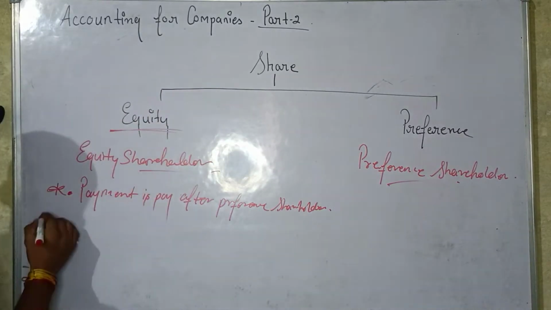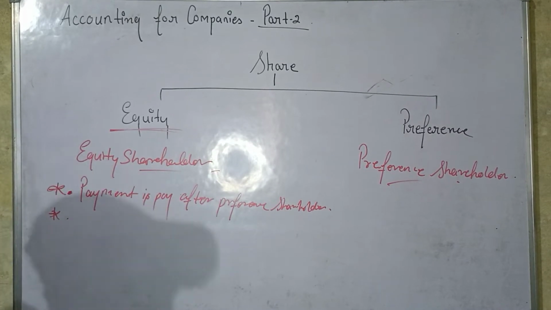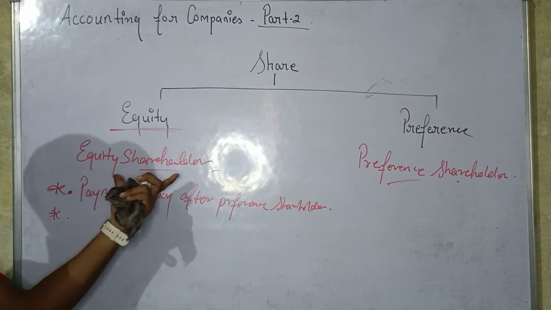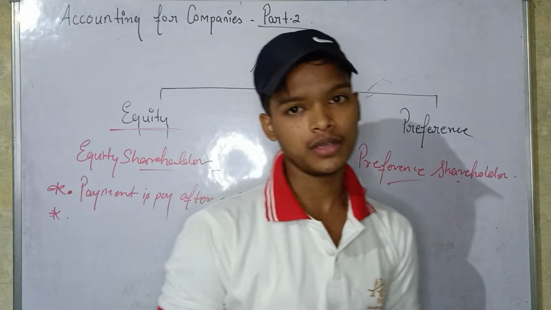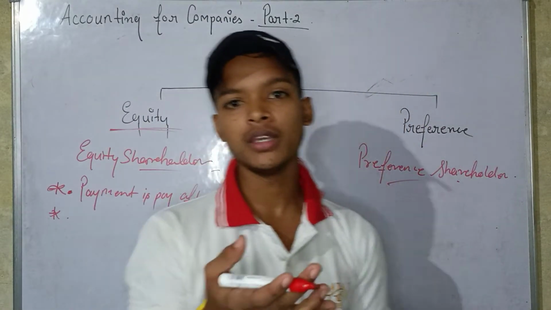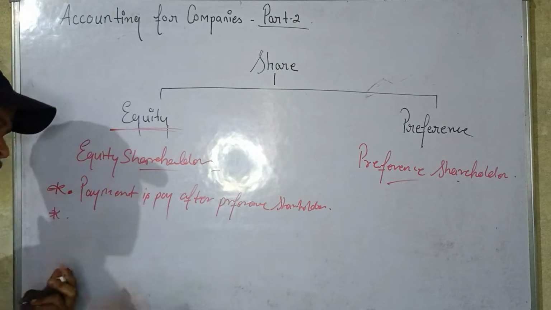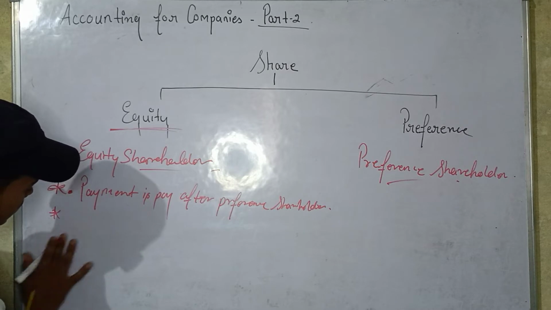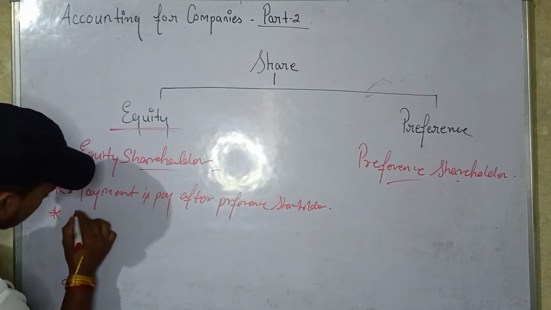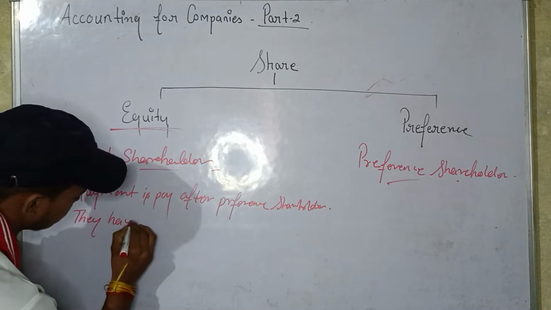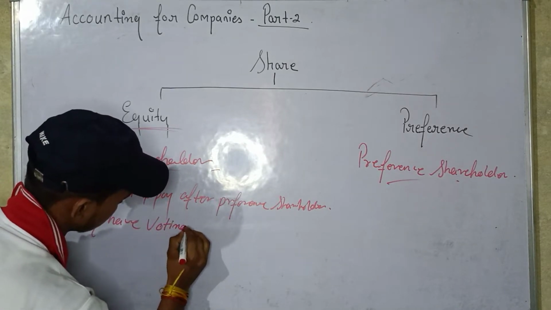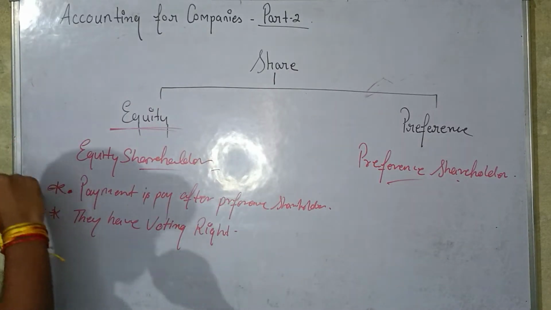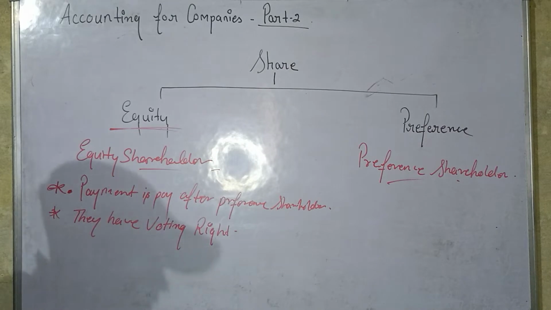Another difference is voting rights. Equity shareholders have voting rights, which means they are the owners of the company. They have voting rights to participate in every action of the company in every situation. Equity shareholders have voting rights, whereas preference shareholders do not have voting rights.